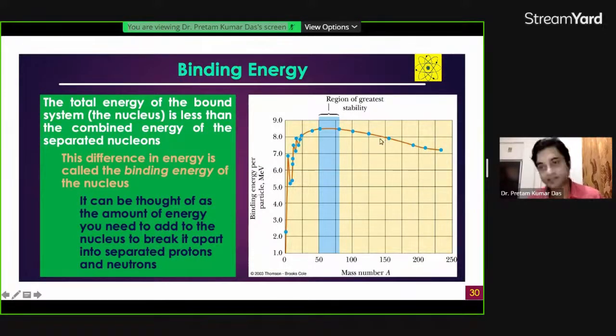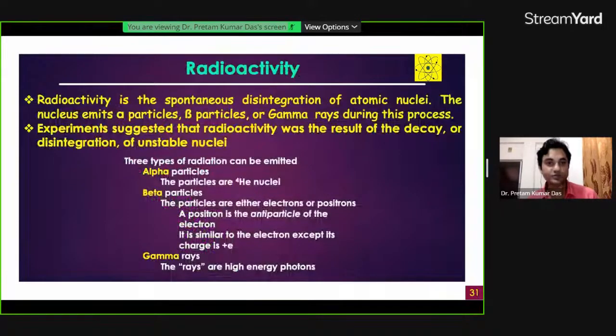Due to that, if we go inside the burning in a star, we can see that there is no burning after silicon burning. Means there is no iron burning happening. I think we have a slide later about it, so we can explain it later also. So this is the very basic thing of radioactivity.